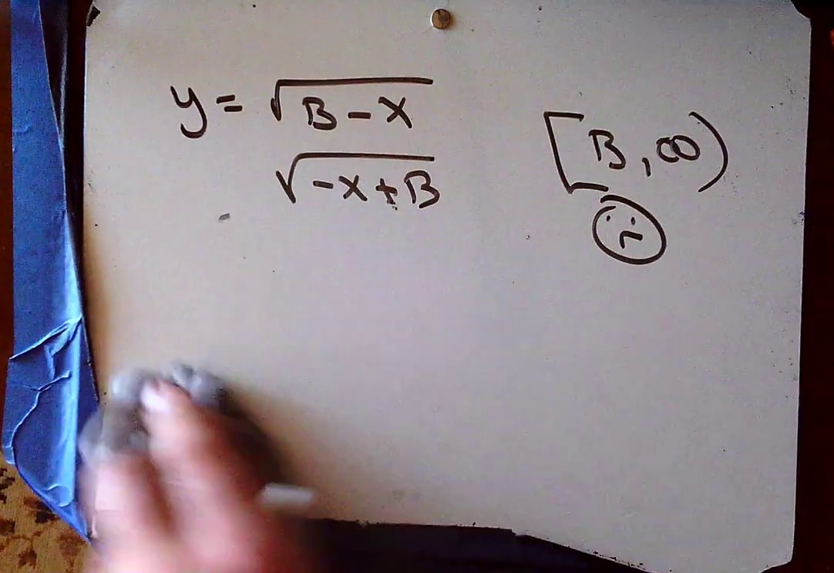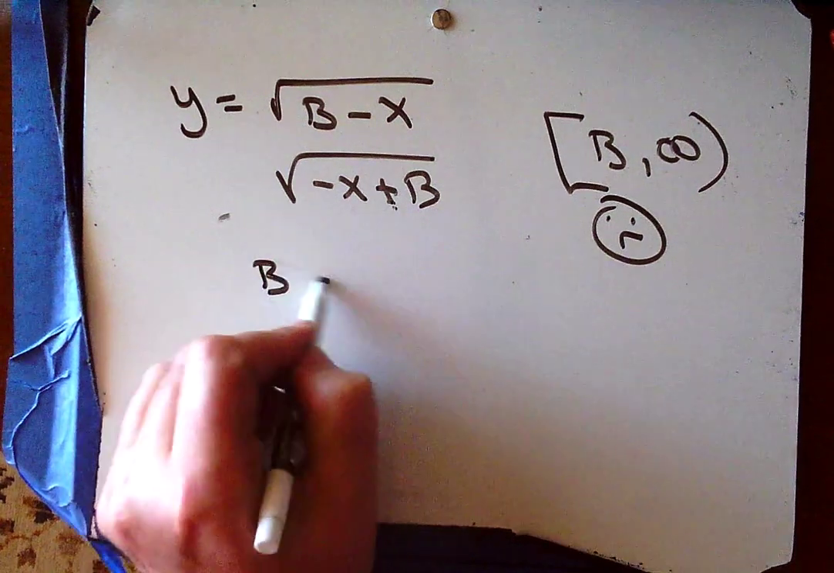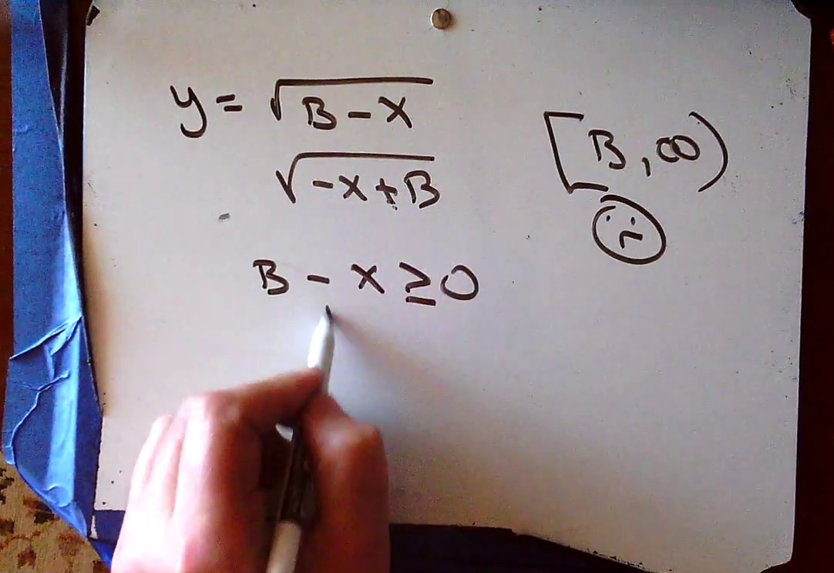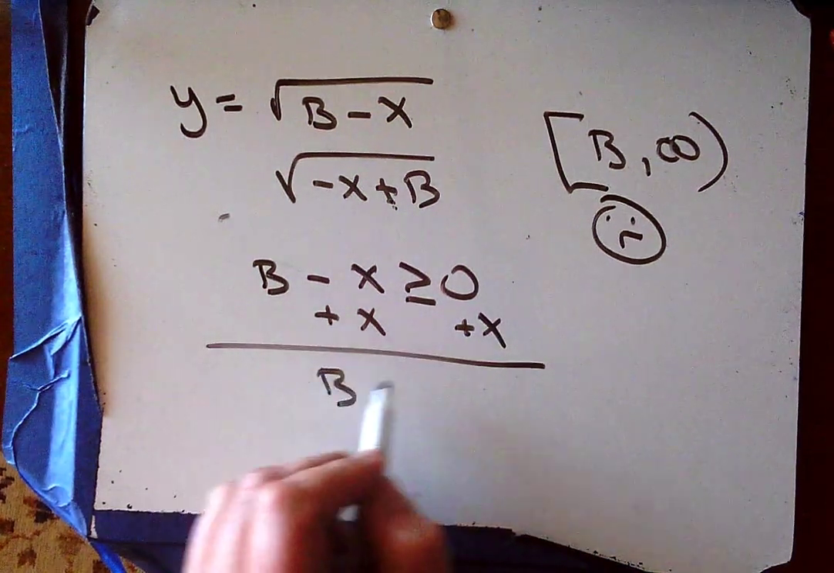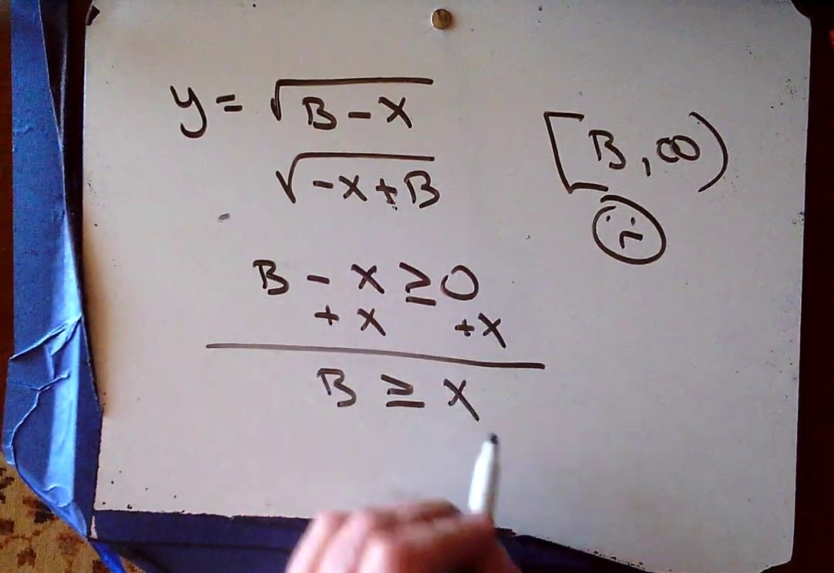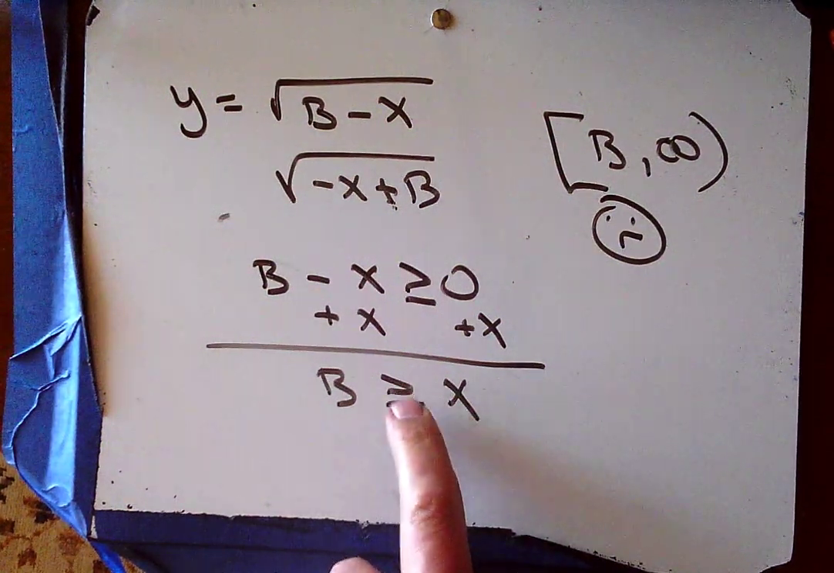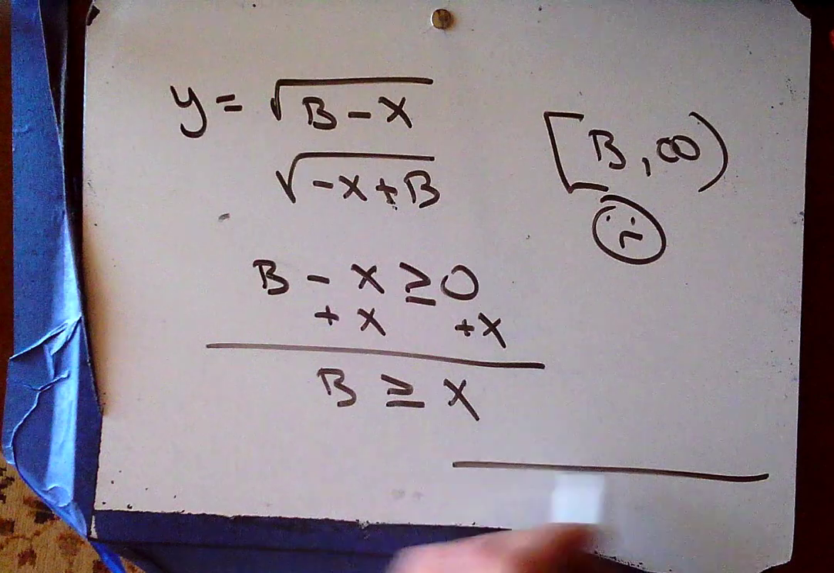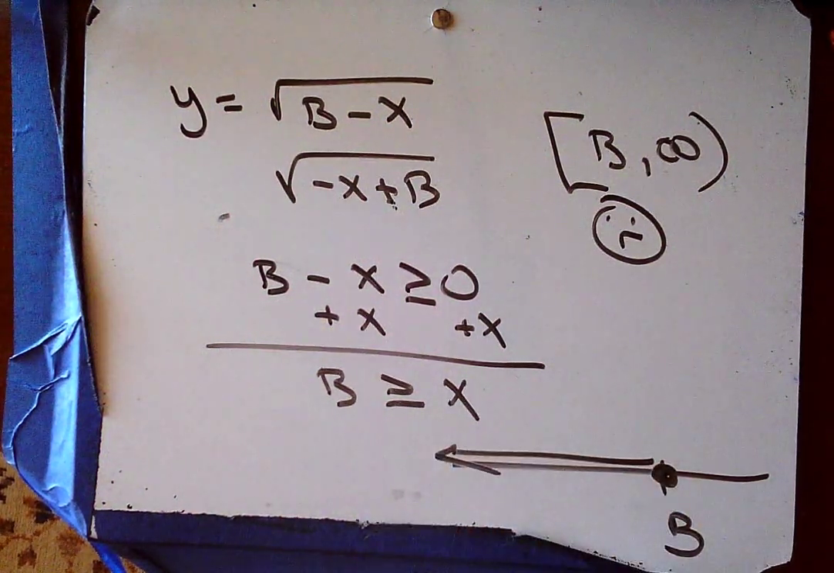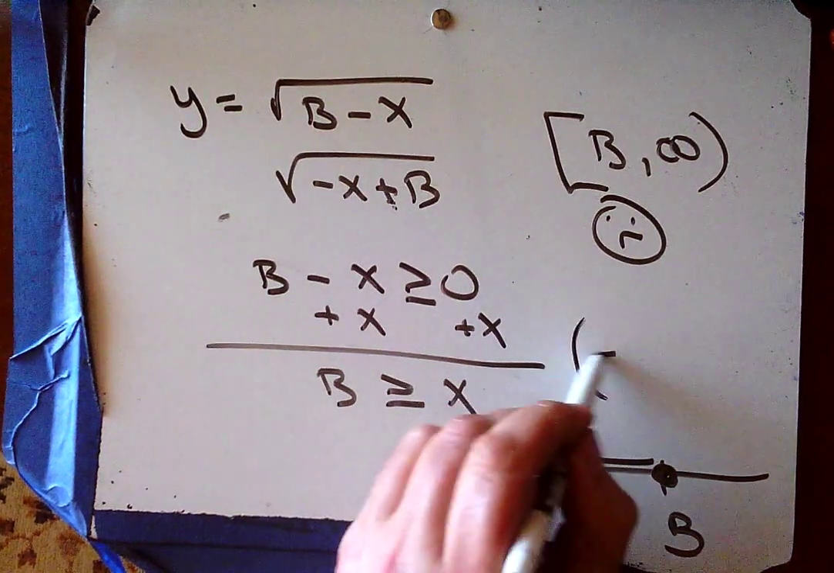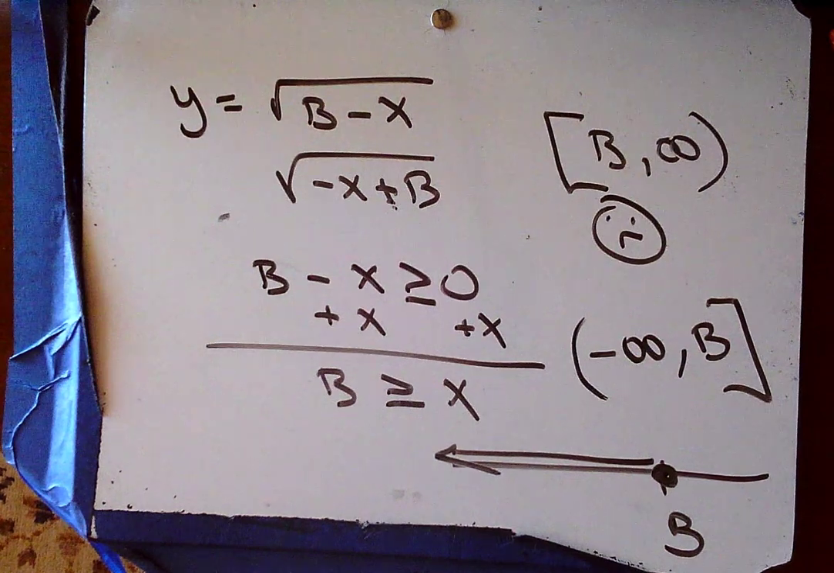Mr. Google, how was I supposed to know that? Well, you know, we set what's under the radical. We set the radicand greater than or equal to 0. And so now I have b is greater than or equal to x. Or if I read it this way, x is less than or equal to b. Or equal to or less than. So my domain in interval notation will be negative infinity to b with a bracket.